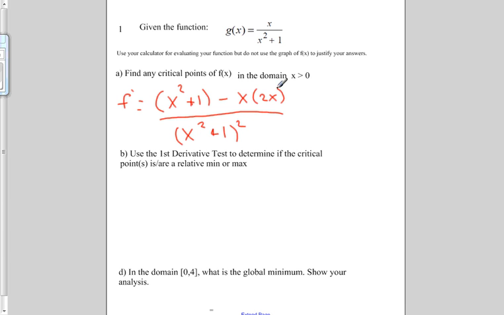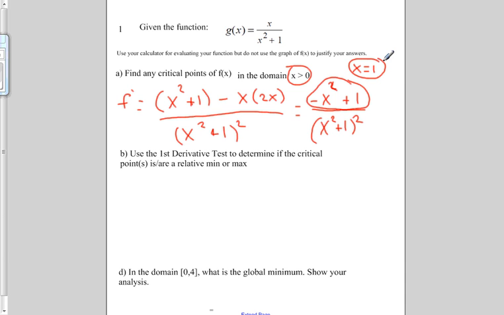This simplifies. Well, this is minus 2x squared. So this simplifies to minus x squared plus 1 over x squared plus 1, squared. And this is going to give the critical points for x greater than 0. Well, the values of x that would make the numerator 0 would be positive and negative 1. But since x is greater than 0, the critical number is just x equals 1.